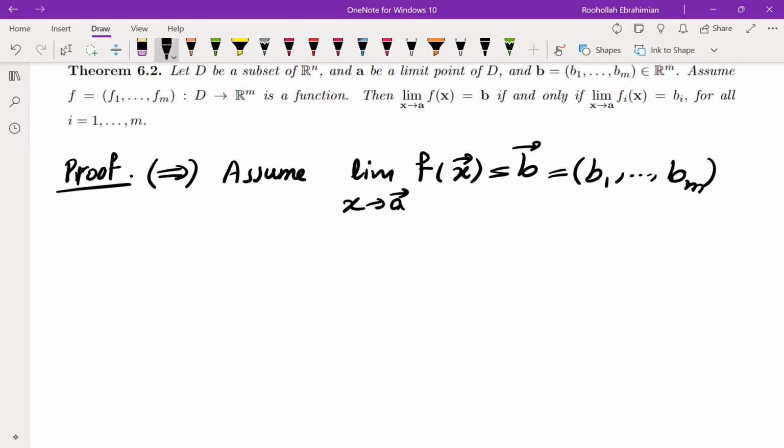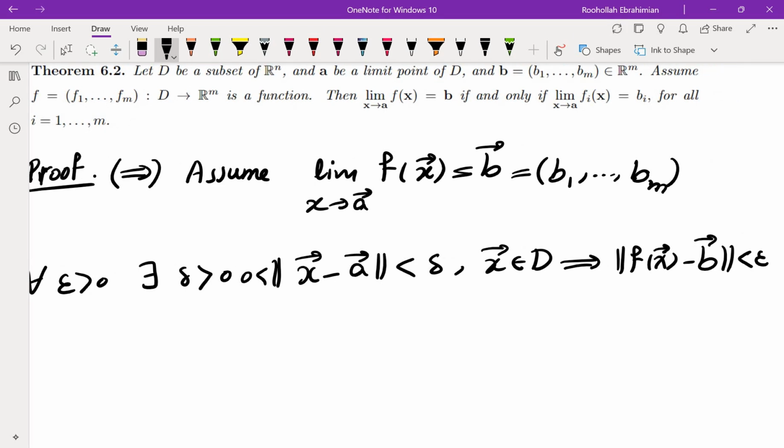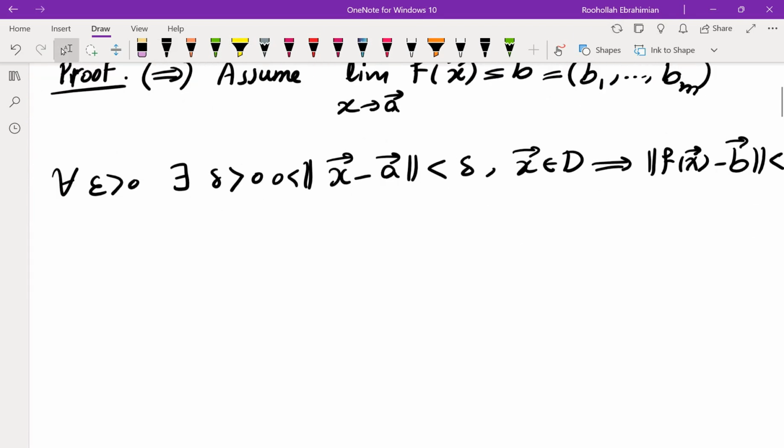This means for every epsilon positive, there is a positive delta such that whenever the distance between x and a is less than delta and more than 0, and x is in the domain, then the distance between f(x) and b is less than epsilon. Okay, so we know that f(x) and b are close to each other. What we're trying to show is that f1(x) and b1, f2(x) and b2, and so on, are also close to each other.